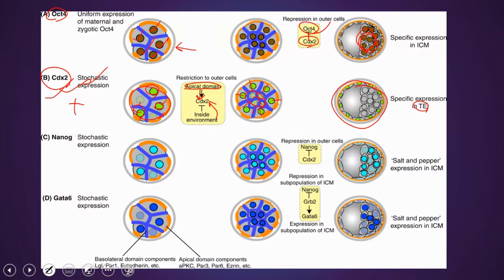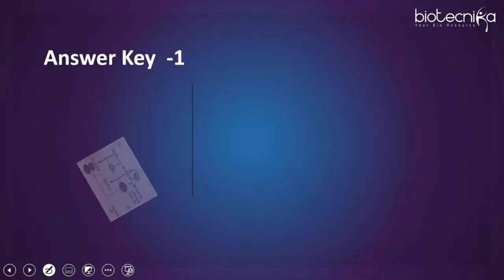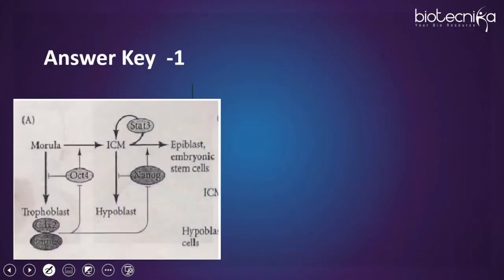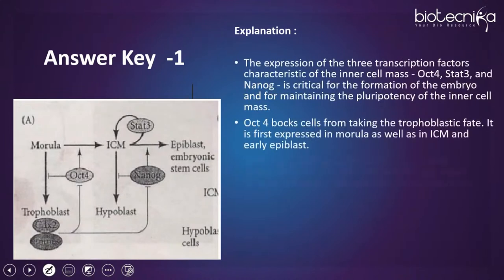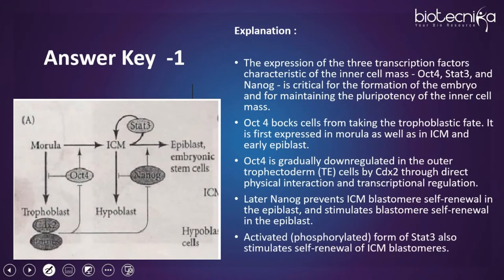Very good, everyone. And NANOG and GATA6, they have stochastic expression. Means in the cells in which NANOG will be there, see at the end, wherever NANOG is there, GATA6 is not there. Wherever GATA6 is there, NANOG is not there. So CDX will also inhibit NANOG. And wherever GATA6 is there, NANOG cannot be there. So wherever cells have GATA6, they will not have NANOG. This is what you have. Again, I'm not going into detail for this one.